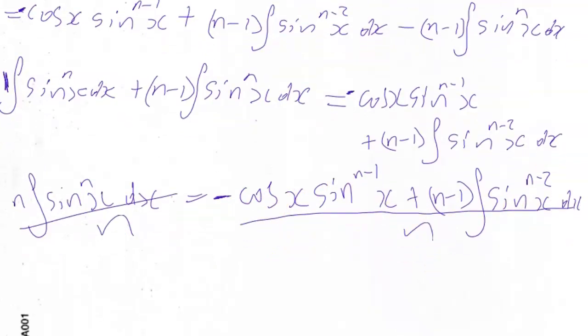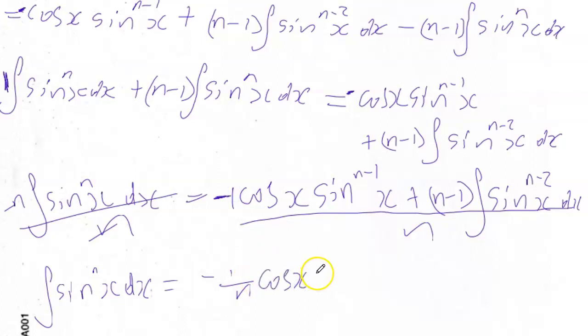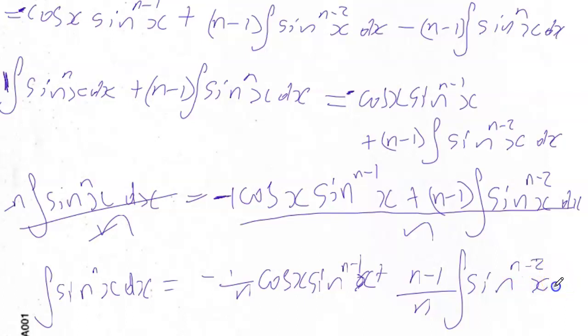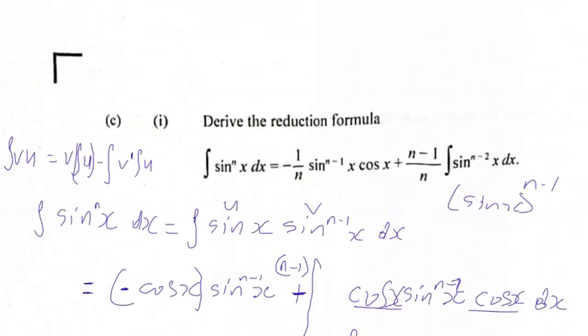We end up with n cancel n. So we end up with the integral of sine to the power n x dx is equal to, well, just to write it the way they have it, 1 over n, that is negative 1 over n, cos x times sine to the power n minus 1 x, plus n minus 1 over n times the integral of sine x to the power of n minus 2 dx. So that's a proof. Okay, that's a proof there.